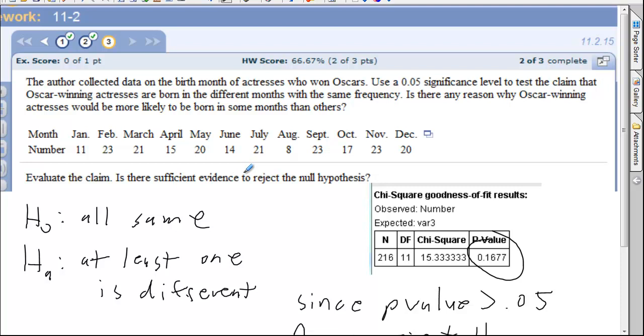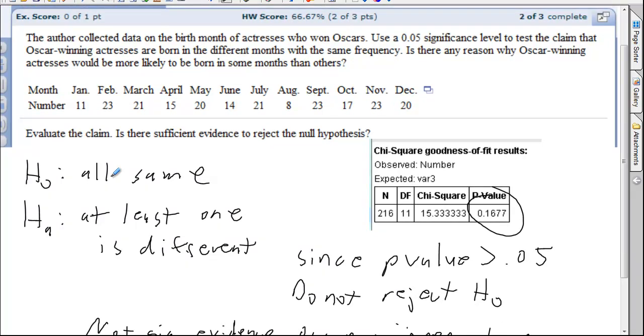Here's another one with birthdays. These are Academy Award winners, and our null hypothesis is that it doesn't matter what month you're born in, they should all have the same number of Academy Award winners, but obviously there's not. So the question is, is there significant variation in this data from what we expect? Again, we should expect them to be the same, a uniform distribution. So our null hypothesis is all the same. The alternative is at least one of these is significantly different.